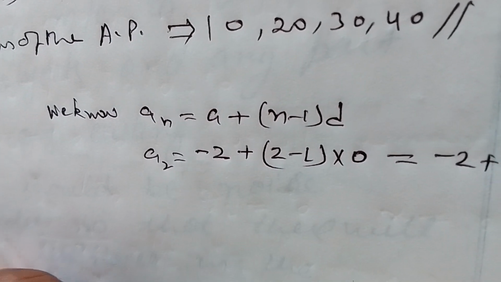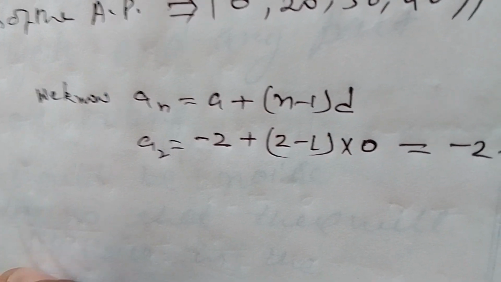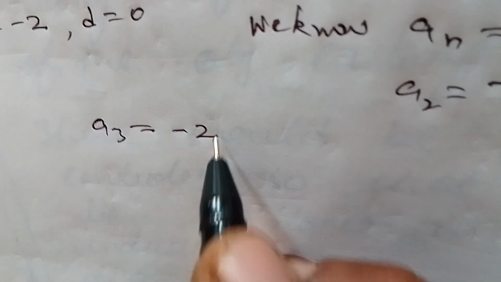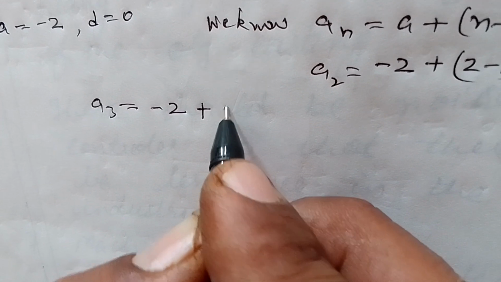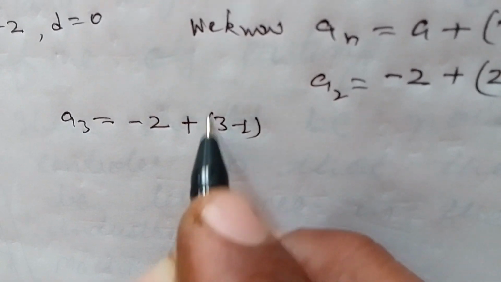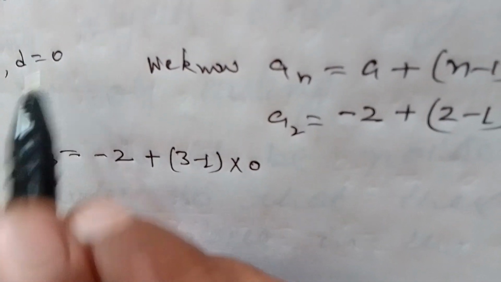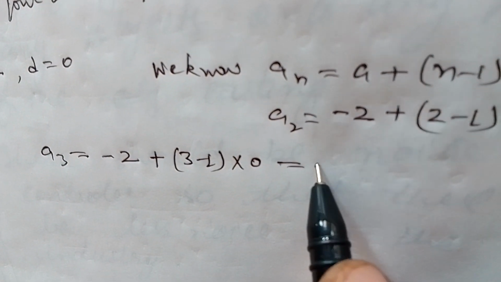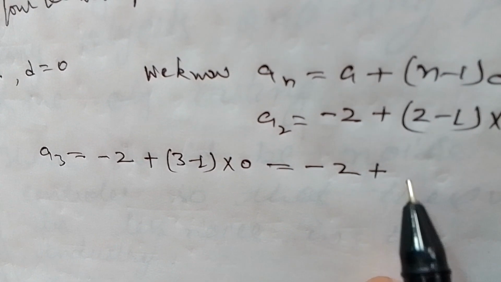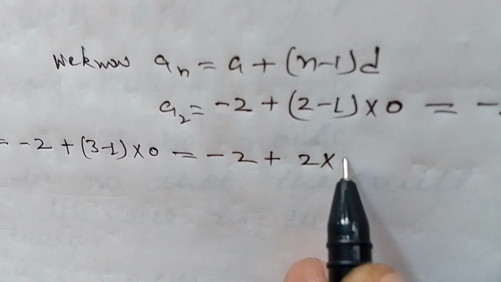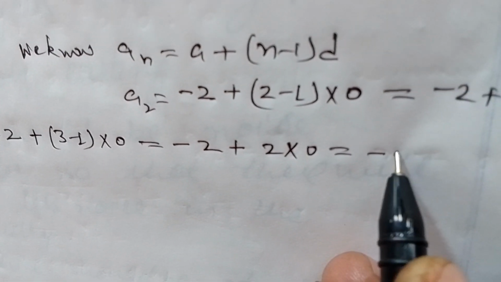Then a3 comes out to be minus 2 plus 3 minus 1 multiplied by 0, because the common difference d given is 0. So a3 comes out to be minus 2 plus 2 multiplied by 0. It also comes out to be minus 2.